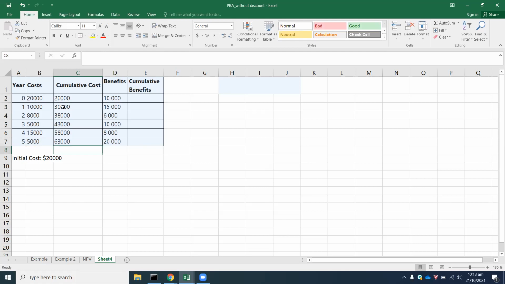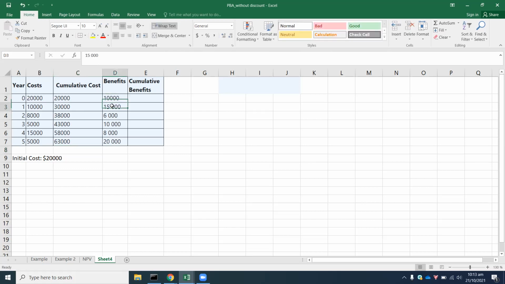Now, cumulative cost basically means the total cost that is incurred up to that specific year. So in total, in a span of 5 years, the system is incurring a total cost of 63,000. Do have a look at this. It was bought for $20,000, but because it has gone through some yearly costs, the total accumulated cost is $63,000. The very same thing we are going to do for the cumulative benefits as well.